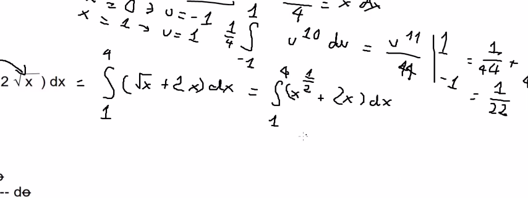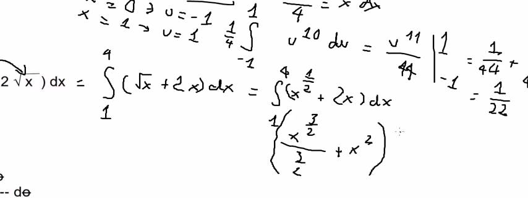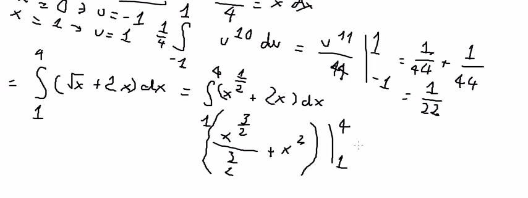So now you will get s to the power of 3 over 2, because we just add 1 in here. That's why you get 3 over 2, over 3 over 2, plus s squared, and we put the bounds in here from 1 to 4. We input the numbers in here, so you get 59 over 3.